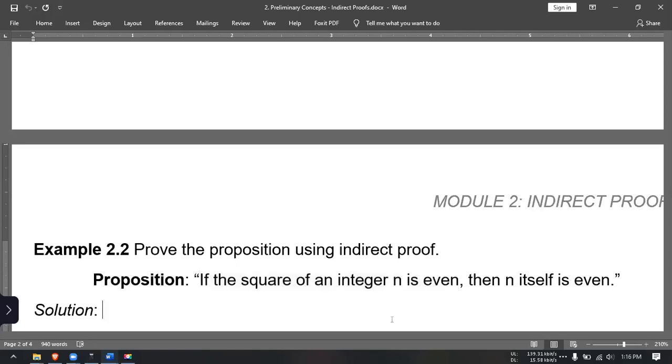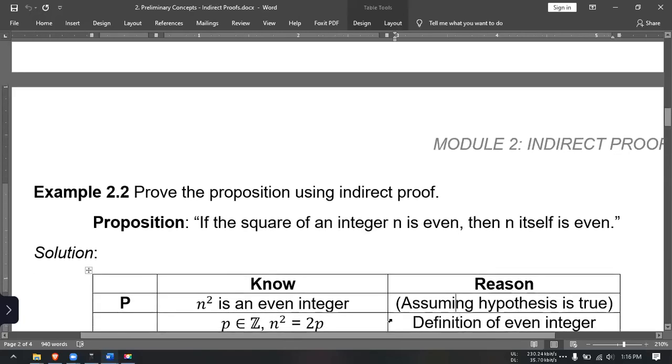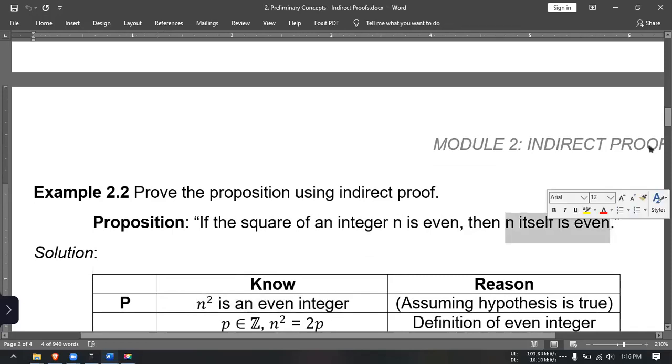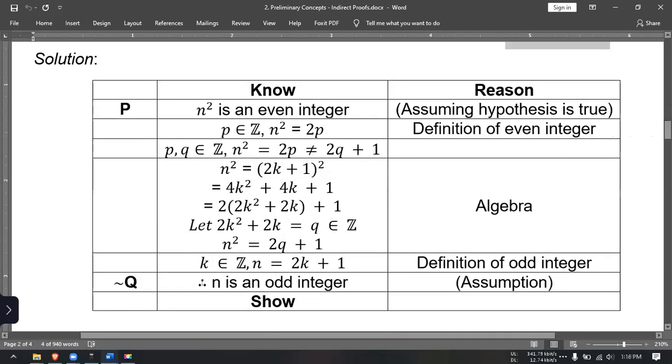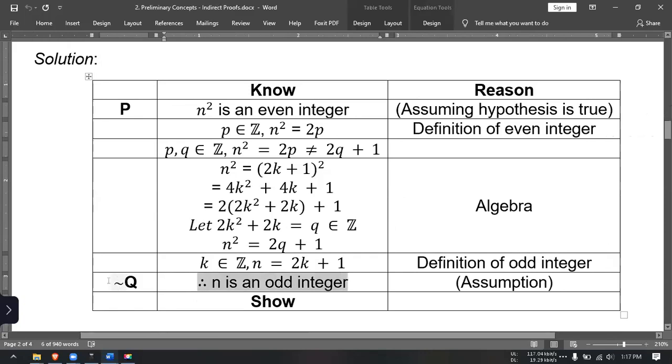So paano yung line of proof natin? Our hypothesis is this: n squared is an even integer. So yung i-oppose natin actually is yung conclusion natin, n itself is odd. So parang mag-limit tayo sa gitna, no? Sa no-show table natin, mag-limit natin si no and si show natin. We are to oppose our conclusion, or that is not Q, in symbol.